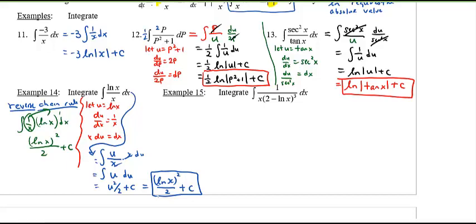Okay. 15, if you can do either way again, I'll just quickly use U-Substitution.